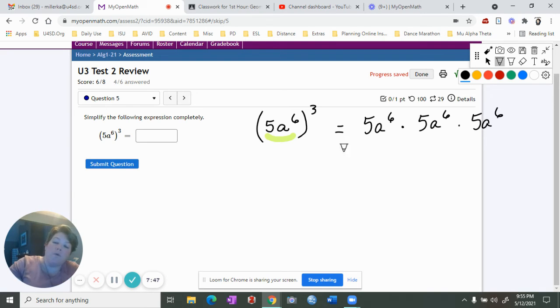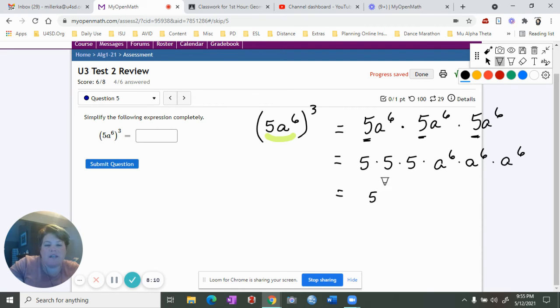Okay? So what I like to do when I expand this out is regroup so I have all of my coefficients together. 5 times 5 times 5. And then all of my variables together. A to the 6th, a to the 6th, a to the 6th. Now, you might notice that 5 times 5 times 5 is the same thing as 5 cubed. And then a to the 6th, a to the 6th, a to the 6th is a to the 18th. Because remember, I can add those exponents together. And also, 6 times 3 is 18.